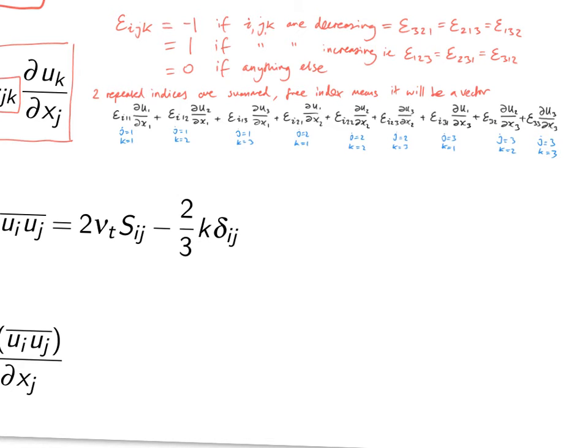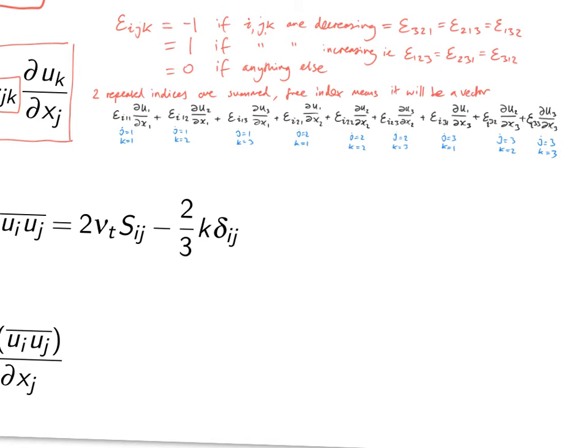So, what we're left with is a vector still. So the only free index in each of these terms is i, and they're all summed together. Now, we need to find what this vector would look like for 3 dimensions.